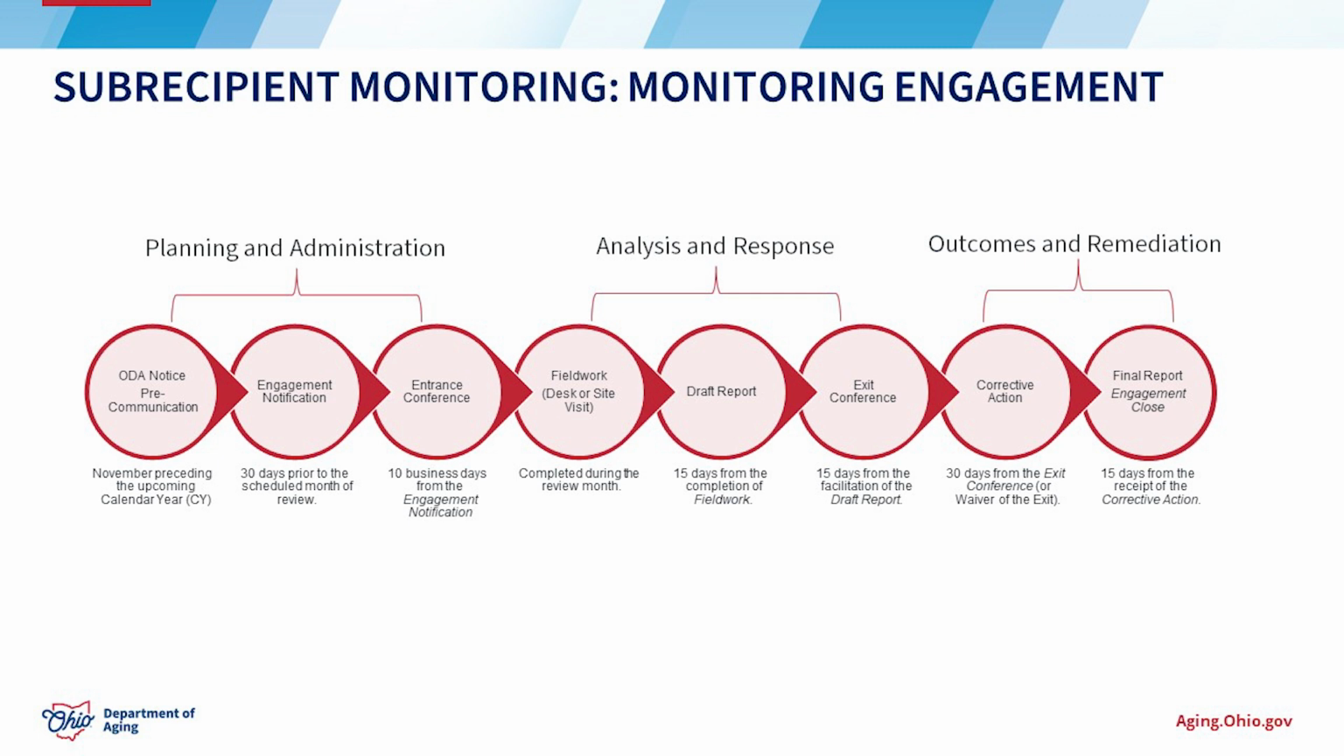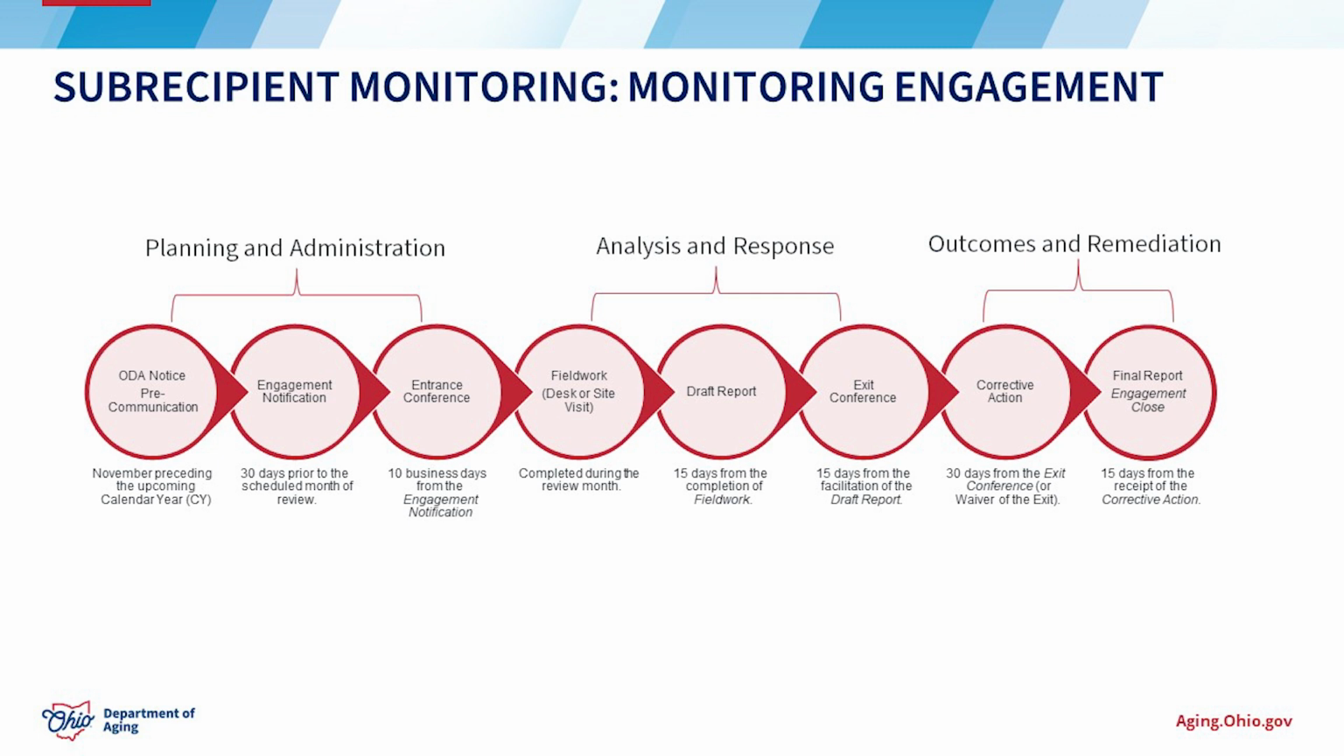With the engagement notification, the agency will also be offered the opportunity to hold an entrance conference. Fieldwork will take place during the scheduled review month. Within 15 days of the conclusion of fieldwork, the draft report will be provided with the option to hold an exit conference. If any findings are identified, a corrective action response will be required within 30 days of the exit or waiver of the exit. Within 15 days of the corrective action, the final report will be provided and the engagement will be closed.